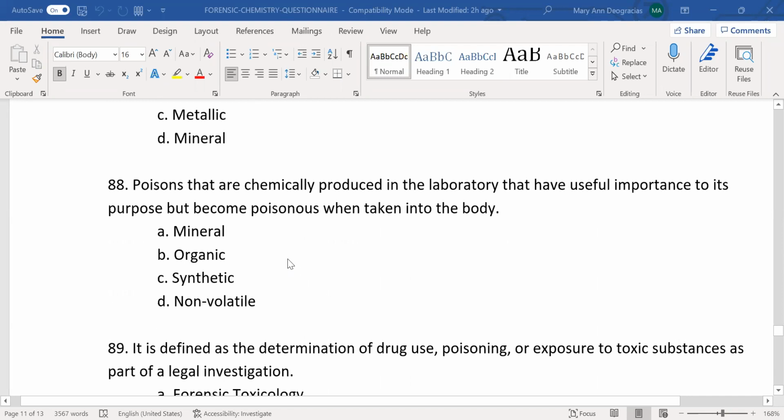Poisons that are chemically produced in the lab that have useful importance to its purpose but becomes poisonous when taken into the body. A, mineral, B, organic, C, synthetic, and D, non-volatile. Okay, synthetic, guys, kasi pag sinabi nating man-made, they are chemically produced in the lab. Artificially produced ang synthetic. Yan ang ibig sabihin nung gawa lang ng tao. So, letter C. Number 88 is letter C.